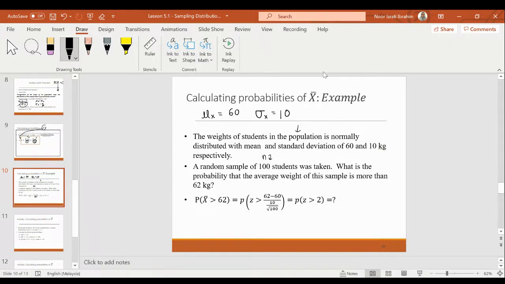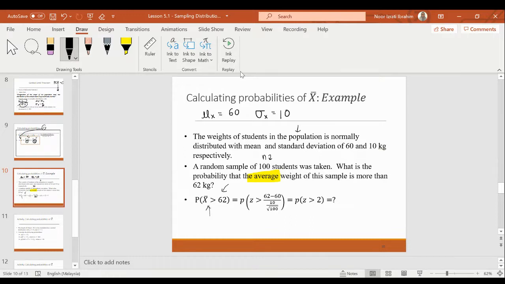What is the probability that the average weight of this sample is more than 62 kg? So we don't want to find the probability of weight. We want to find the probability of average. You see the word average here? Average means the mean weight. So to find the probability of average weight is equivalent to finding the probability of X bar. Read the questions carefully. If you see average or mean, that means you have to find the probability of sample mean. In notation, it will be P, probability when X bar greater than 62.